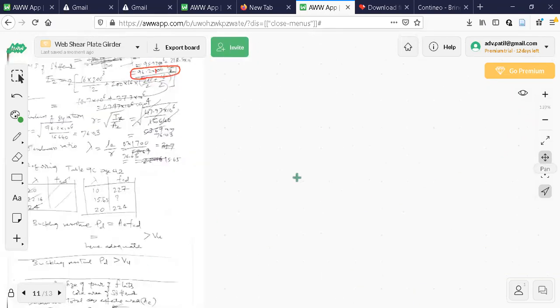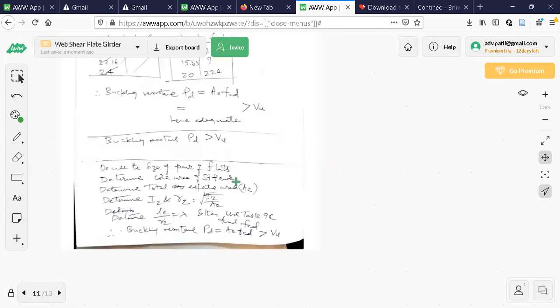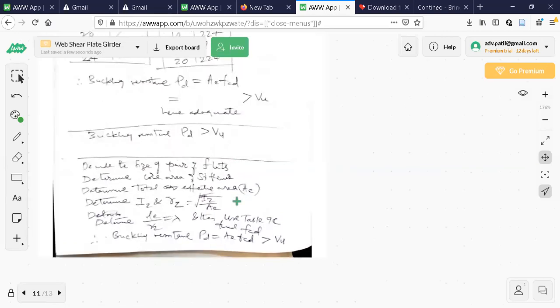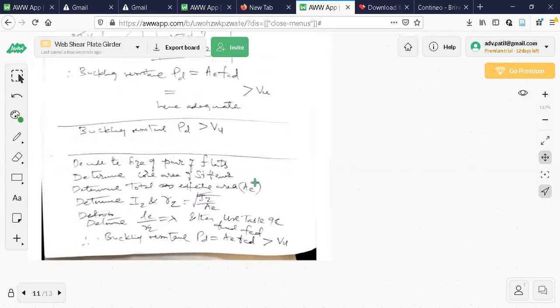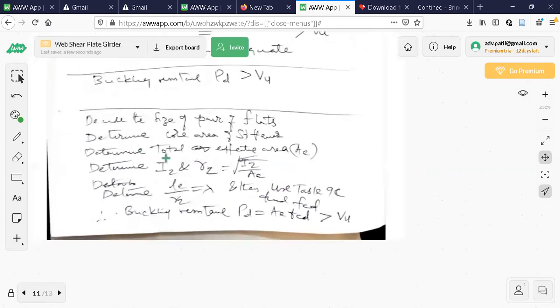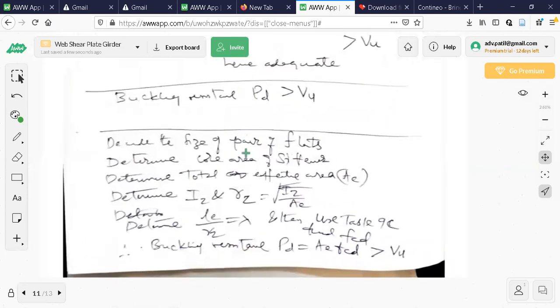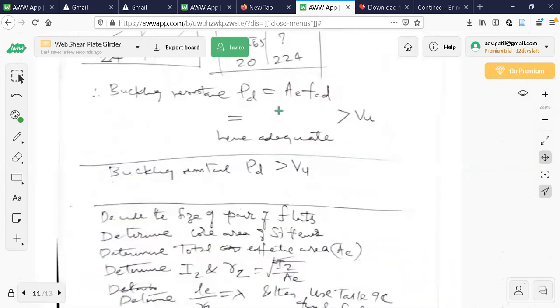So you can say the design is over. Buckling resistance Pd will be greater than Vu. Pd is more than Vu. So there is no question of any buckling failure of web near the support. So it means I have designed the end stiffener. So again you can see here, you observe this one. In the meanwhile, somebody can calculate this. Simple it is.